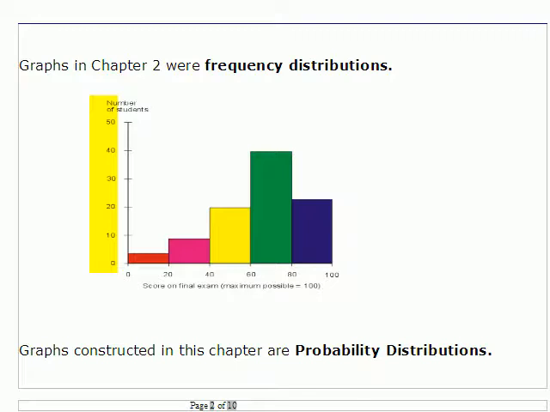The graphs that we're going to work with in this chapter, and pretty much the rest of the course, are going to be probability distributions. That means the y-axis is going to give the probability, not the count.